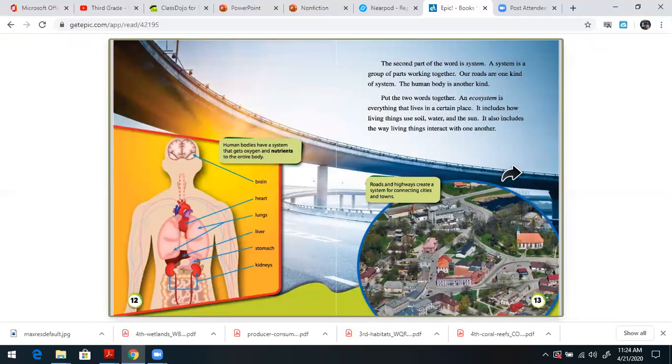The second part of the word is system. A system is a group of parts working together. Our roads are one kind of system. The human body is another kind. Put the two words together, an ecosystem is everything that lives in a certain place. It includes how living things use soil, water, and the sun. It also includes the way living things interact with one another.